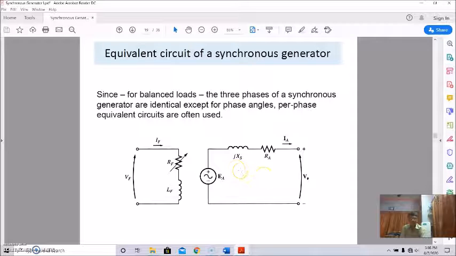That is, the open circuit test and short circuit test, and RA will be measured by the DC resistance test. So from this we can get these resistances also, and as a result we can readily draw the equivalent circuit of the synchronous generator. So that's all about the equivalent circuit.